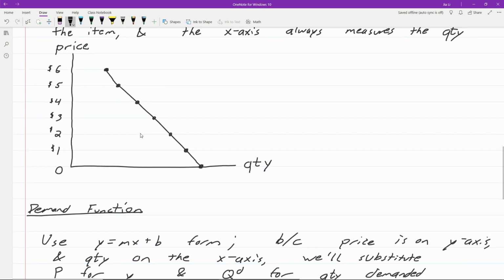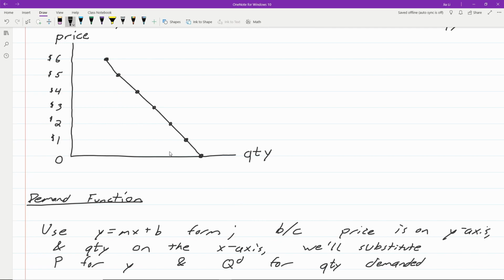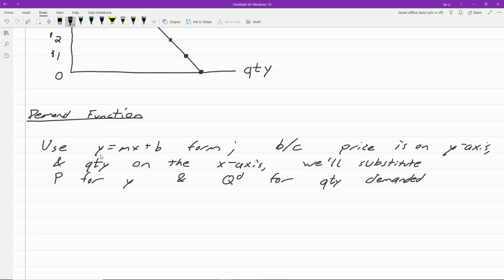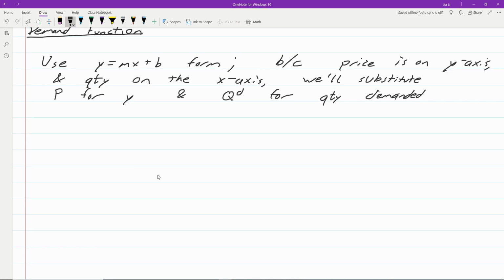And we'll still use m for the slope and b for the y-intercept. So those two things are fine. It's just we're putting P in for y and QD in for x. So basically it will look like this: P is equal to m times QD plus b. Price is equal to the slope m times quantity demanded QD plus the y-intercept.